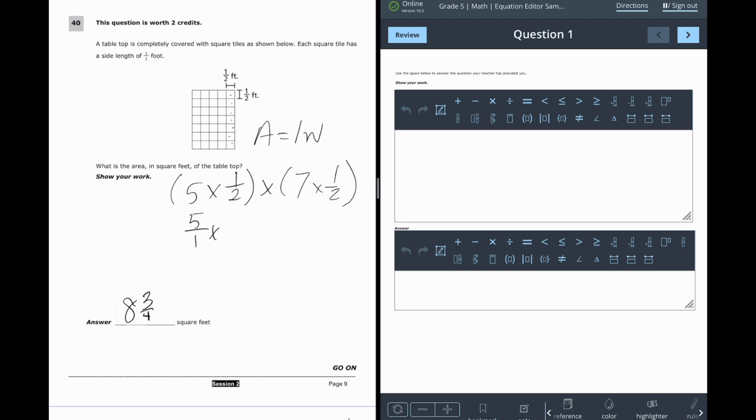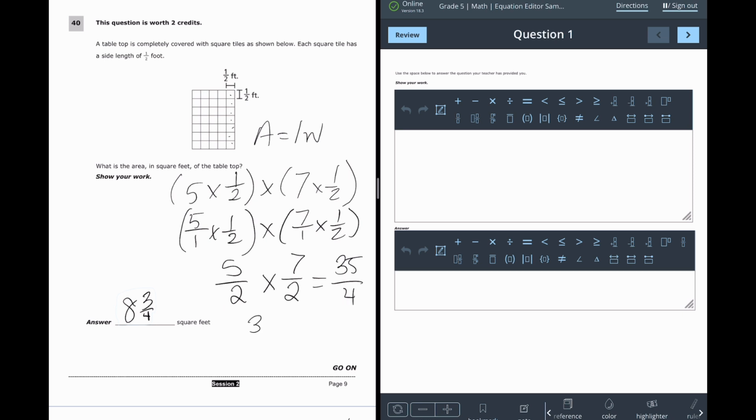5/1 times 1/2 times 7/1 times 1/2. And that's giving me 5/2 times 7/2, which is equal to 35/4. And then I'm changing 35/4 to 8 3/4. That's all my work.